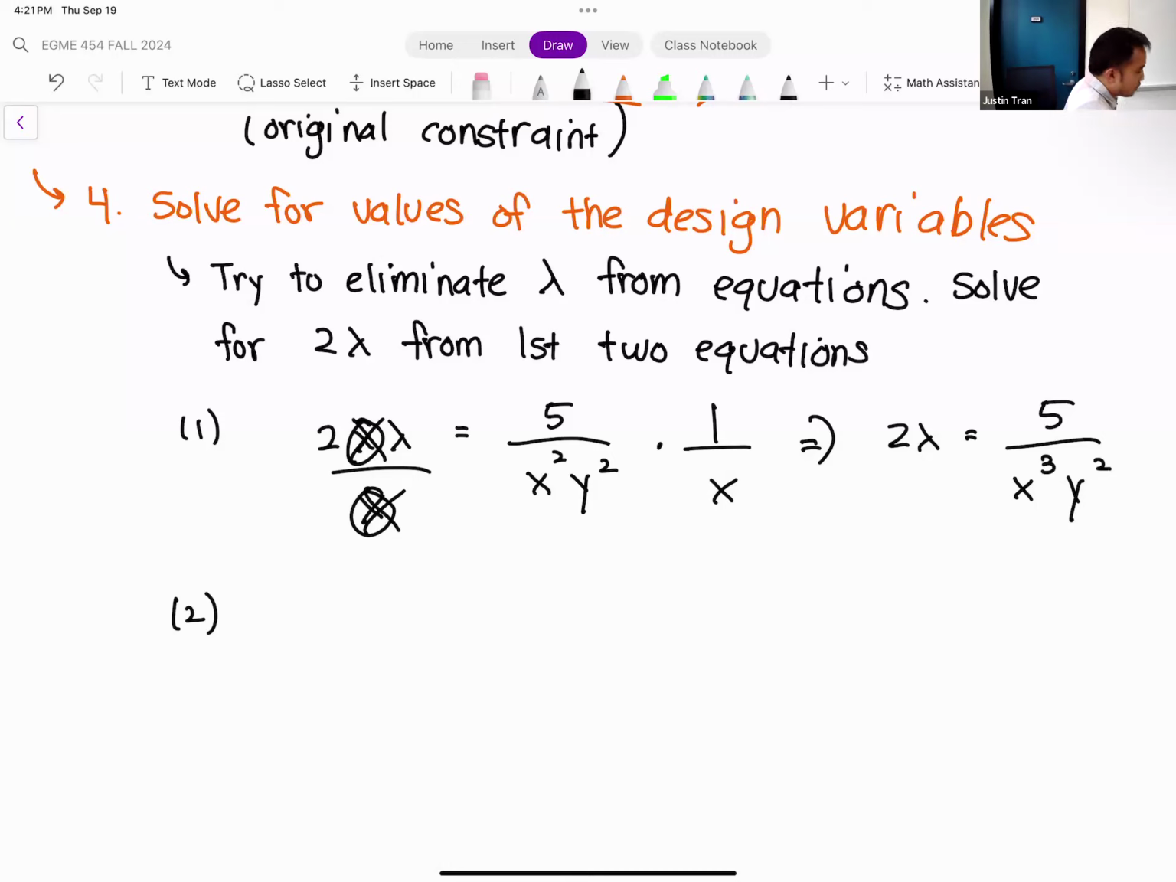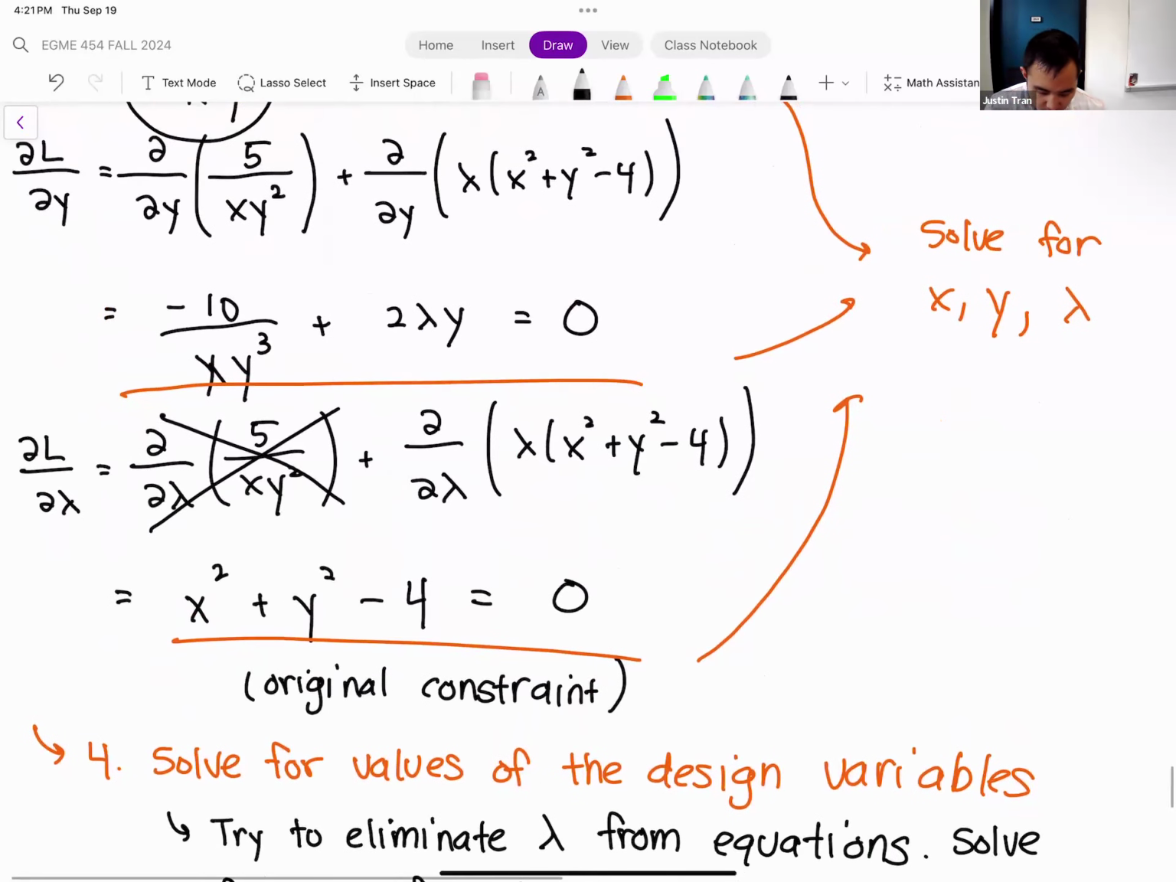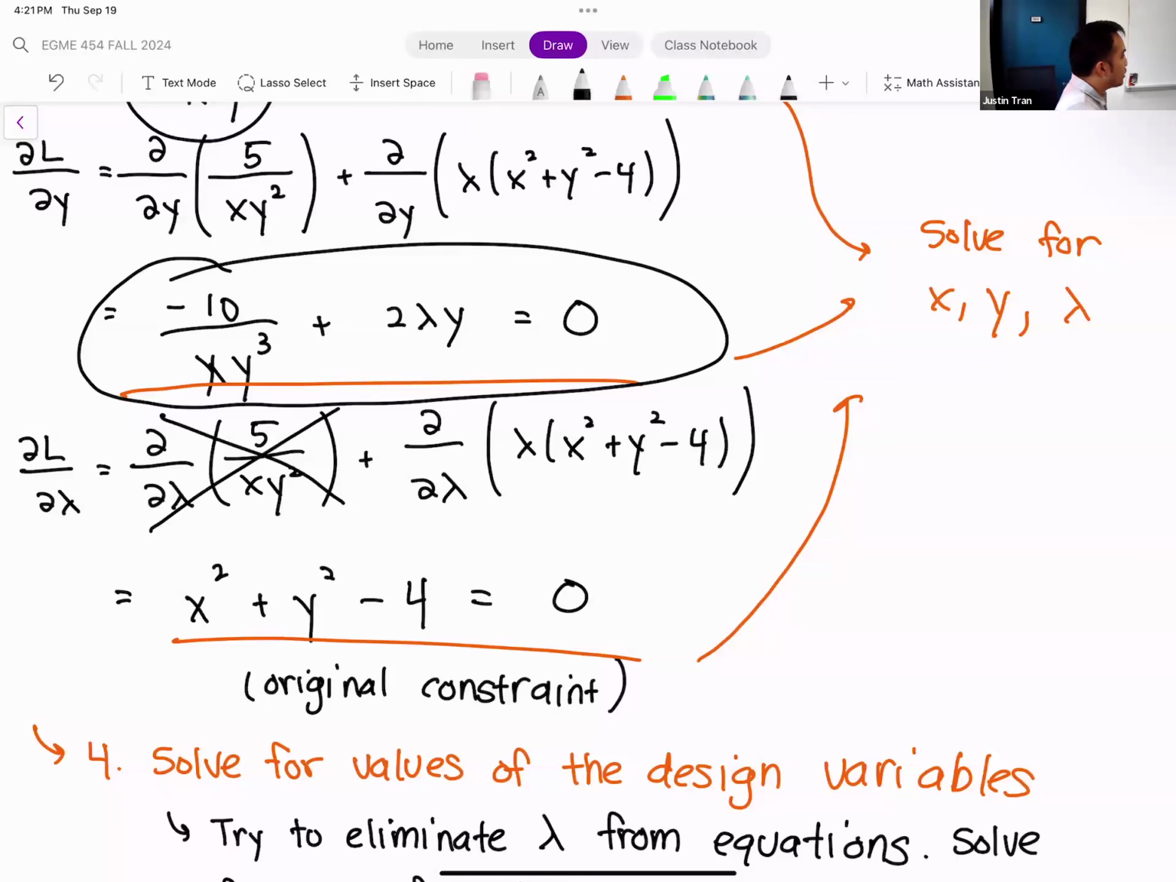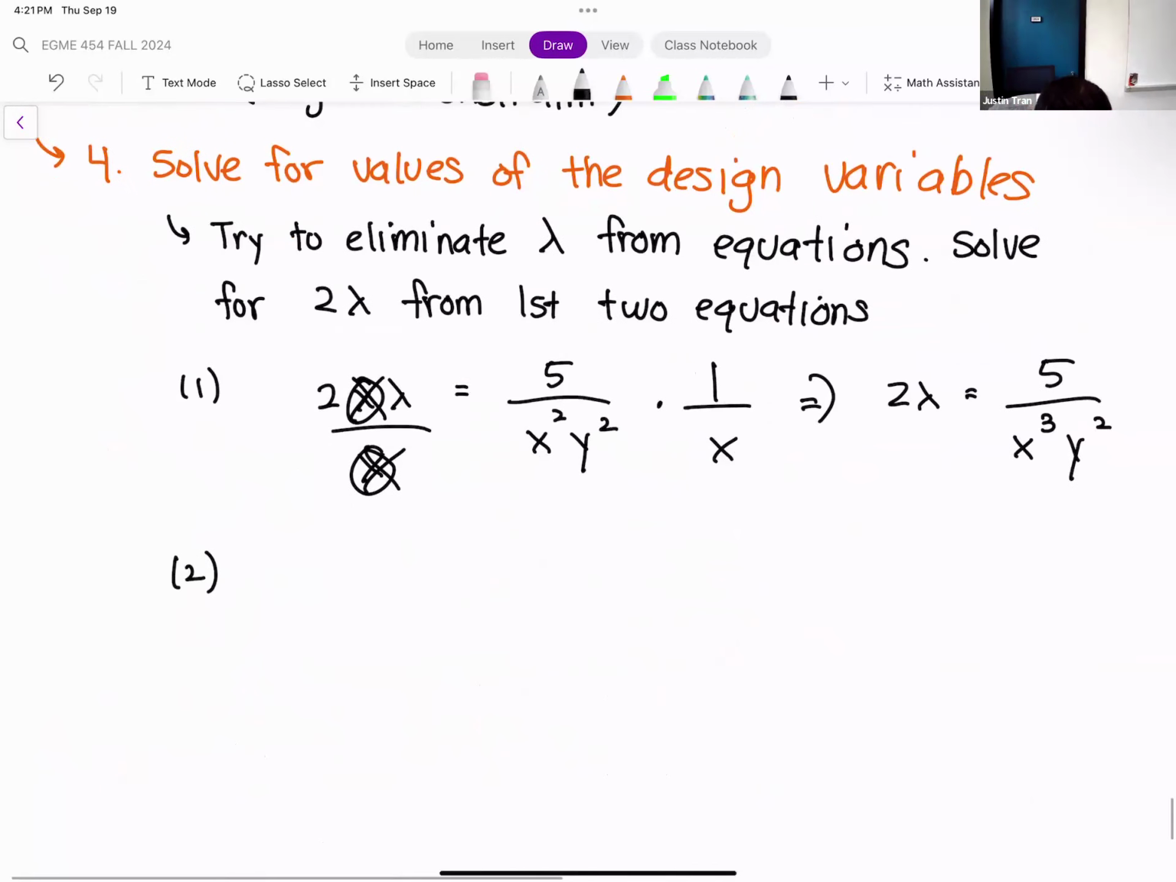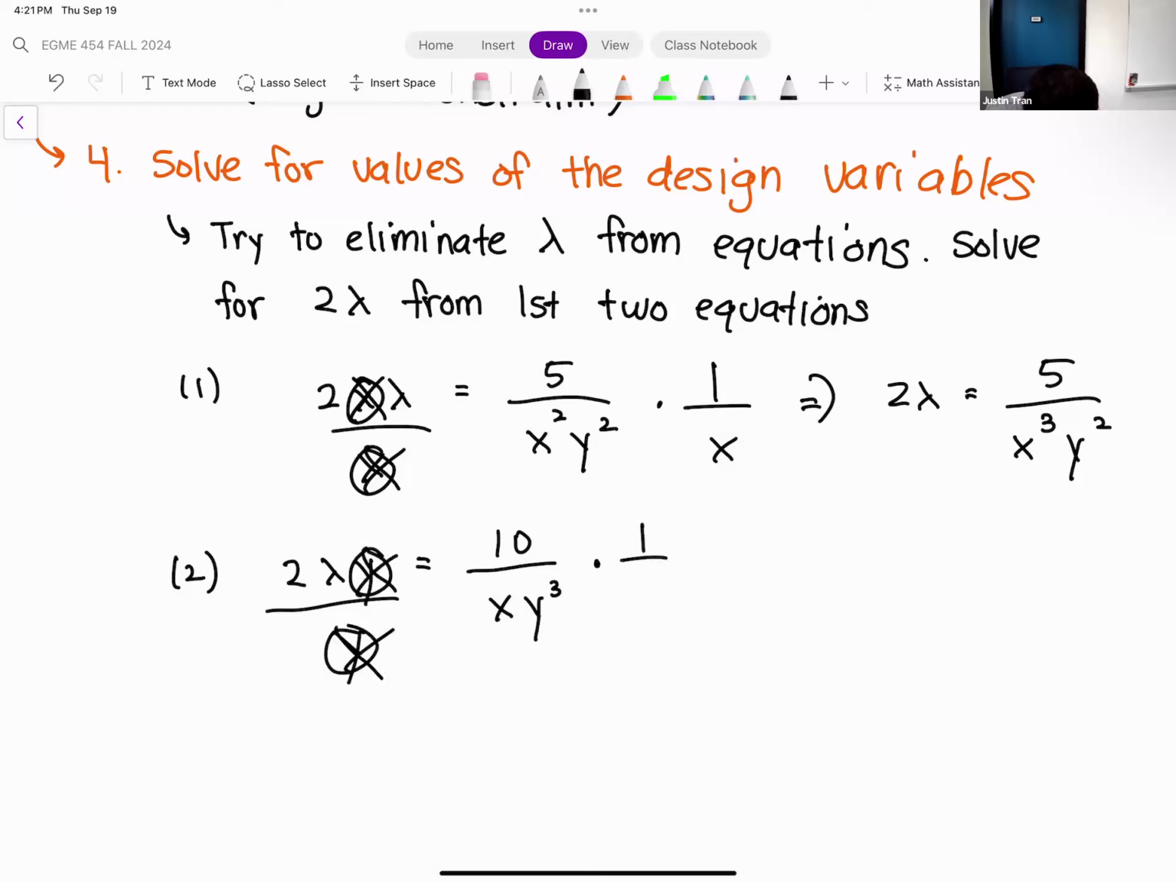All right, so let's do the same thing with equation 2. Okay, so for equation 2, let me come back up here. Equation 2 is what we got by taking the derivative of the Lagrange function with respect to y. Once again, I have that minus 10 over x y cubed. So let's move that to the other side of the equal sign. We have 2y lambda, excuse me, is equal to 10 over x y cubed. Once again, I want to isolate 2 lambda on that side just because it's a common factor between the two equations. I'm going to divide both sides by y. So what we get from that is 2 lambda is equal to 10 over x y to the fourth.